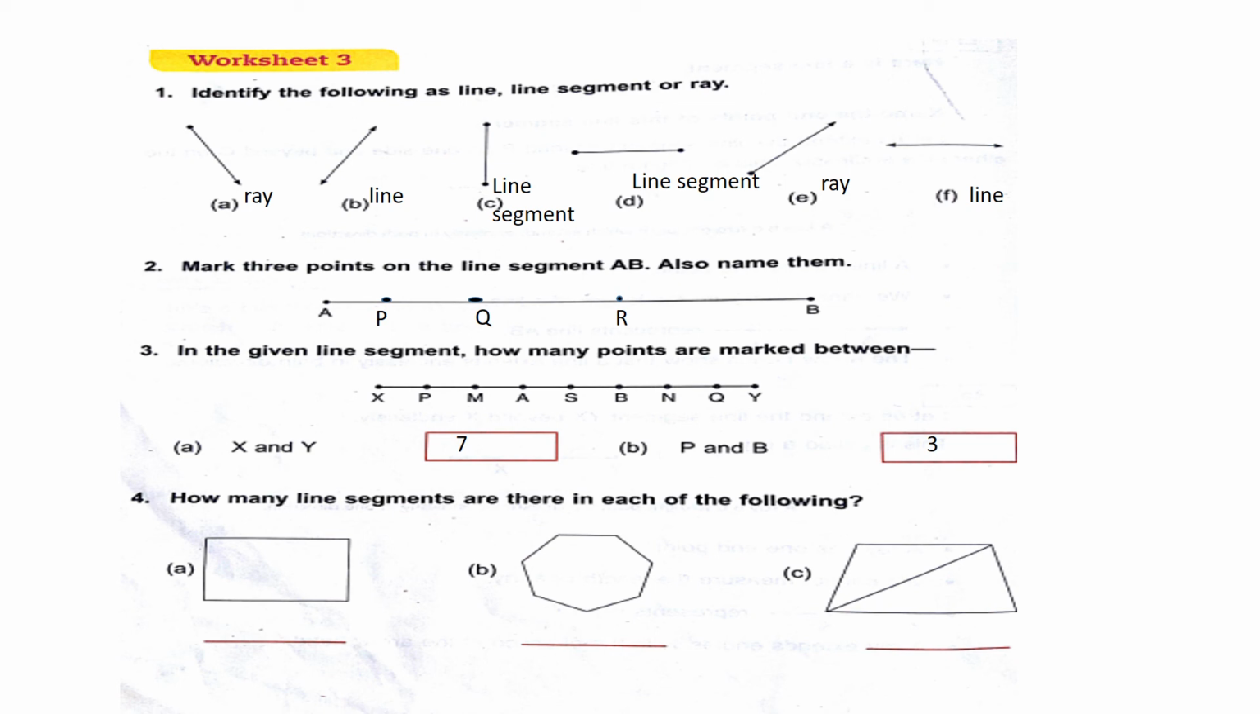Fourth question. How many line segments are there in each of the following? Now see the first figure. Now count the line segments. 1, 2, 3, 4. Here there are 4 line segments. So we write here 4.